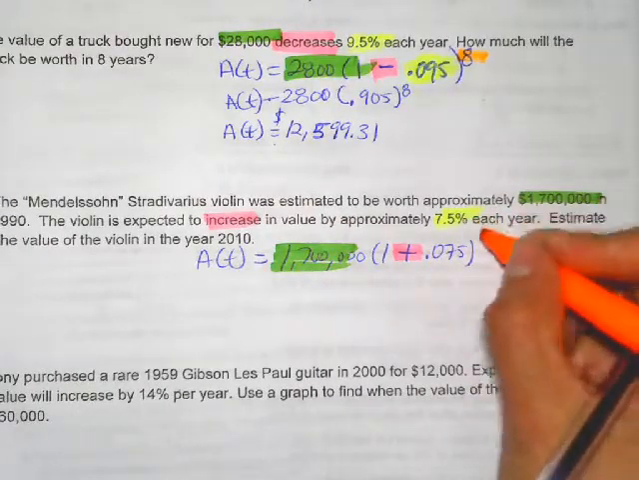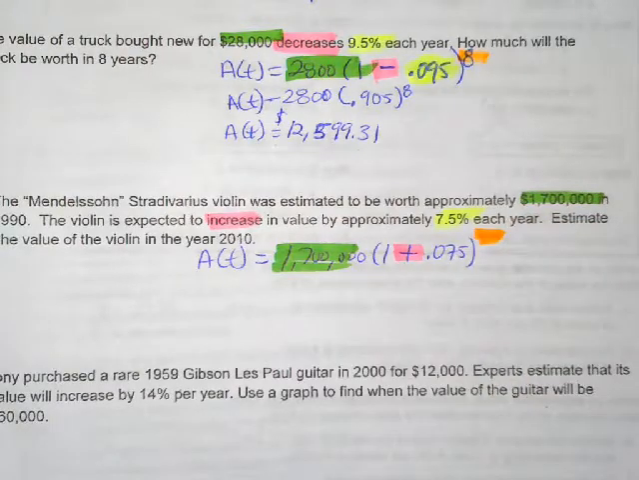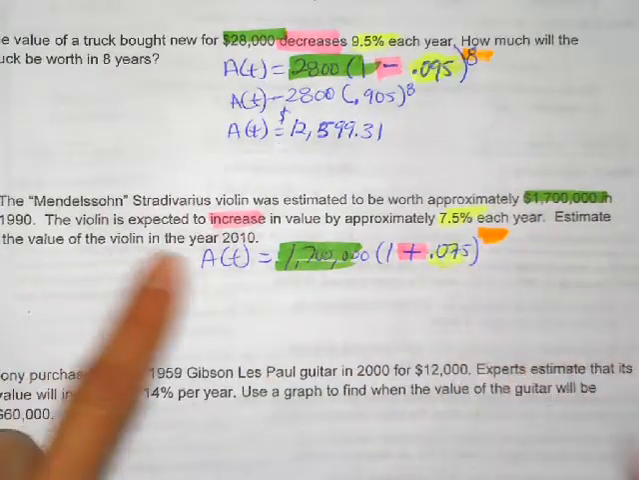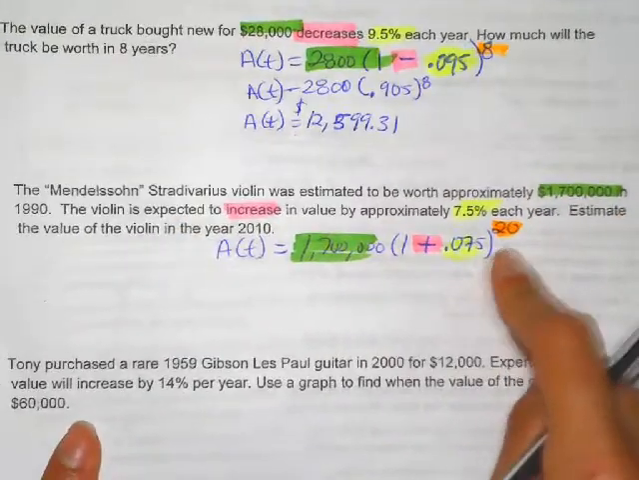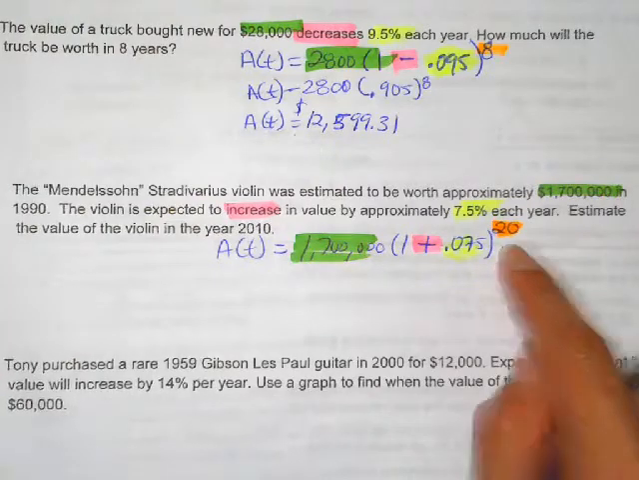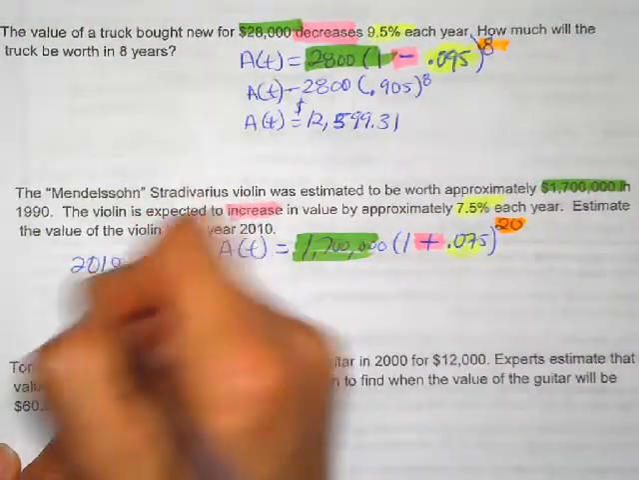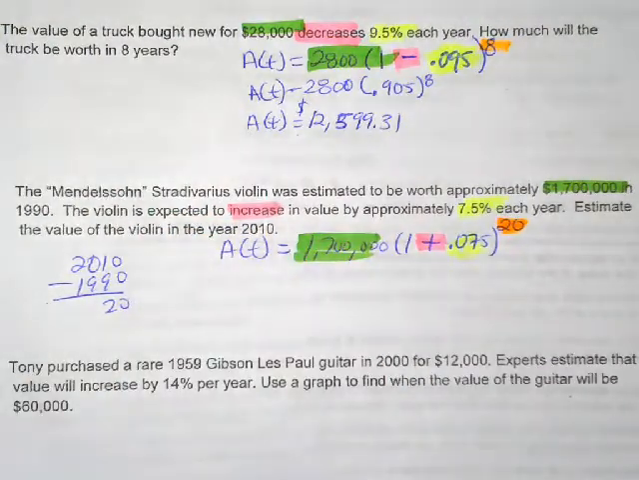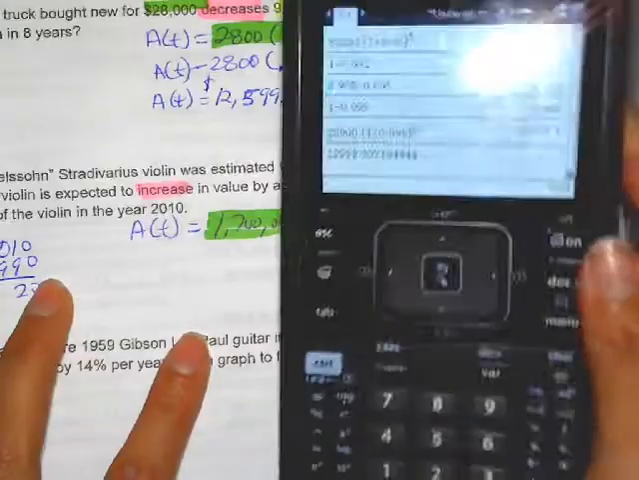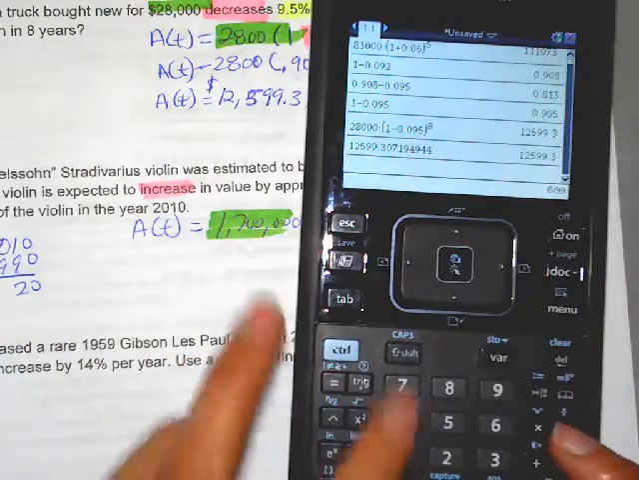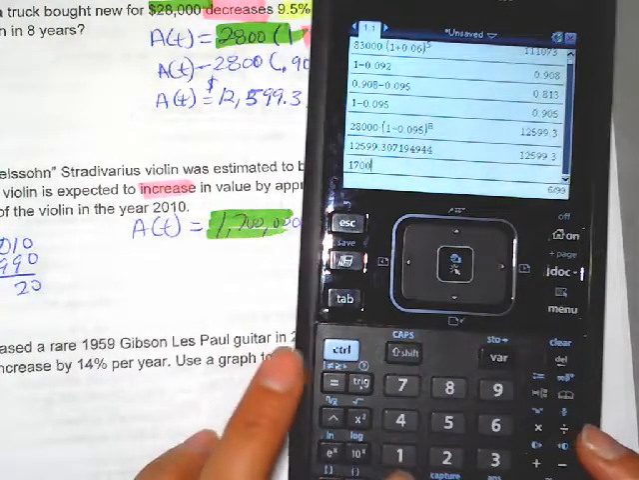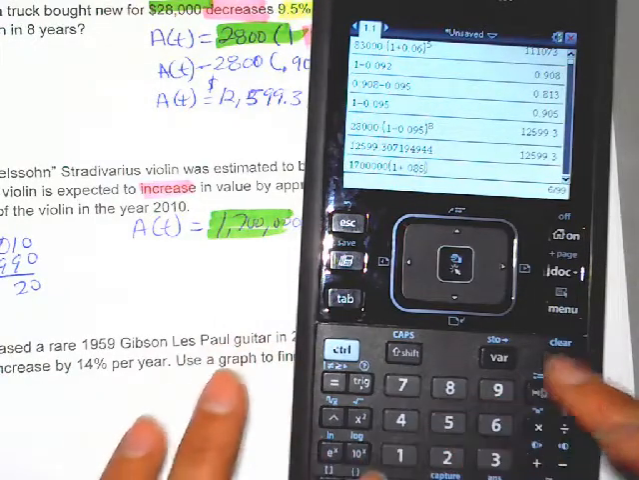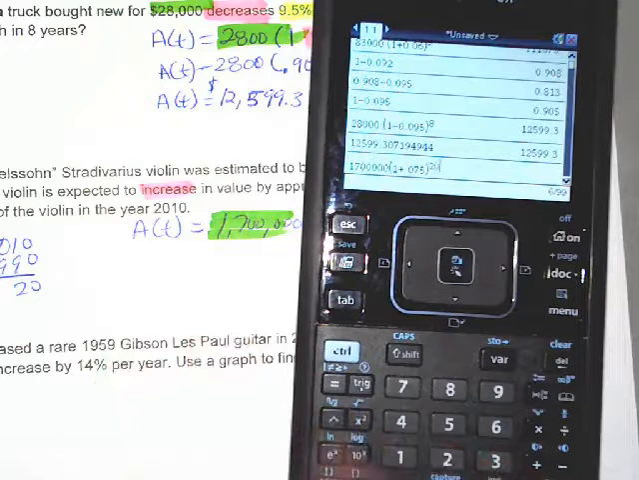All right, raised to the. Can you give me the time there, Zach? What's it going to be? Very good. Raised to the 20. So if you're not sure, if it gets complicated, we can solve. You would do 2010 minus 1990, and that's where you would get the 20 years. Let's plug it in. Careful with all those zeros. 1 plus 0.075 raised to the 20.